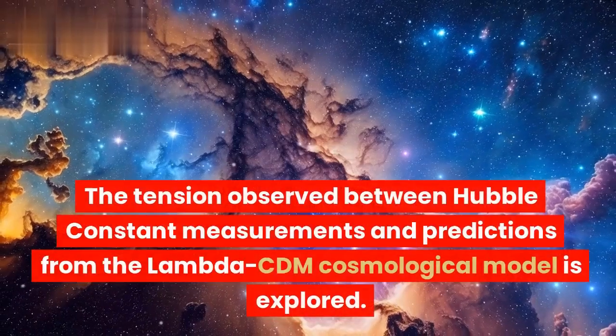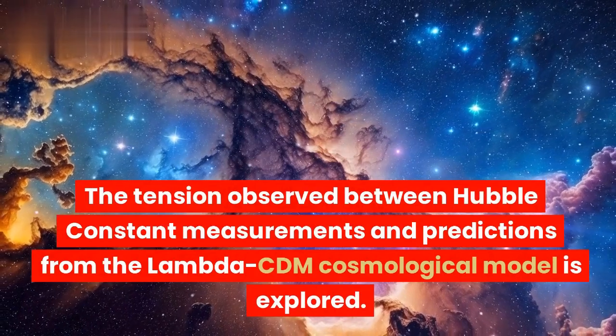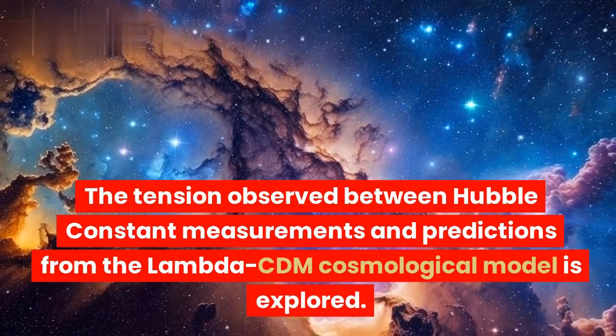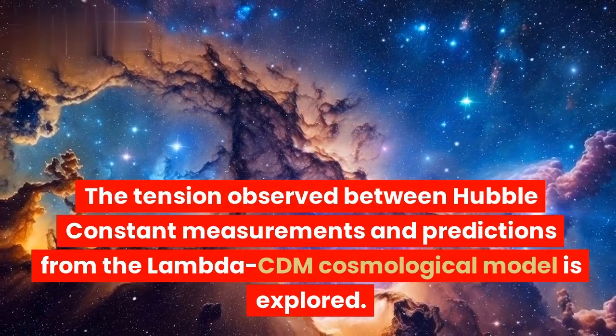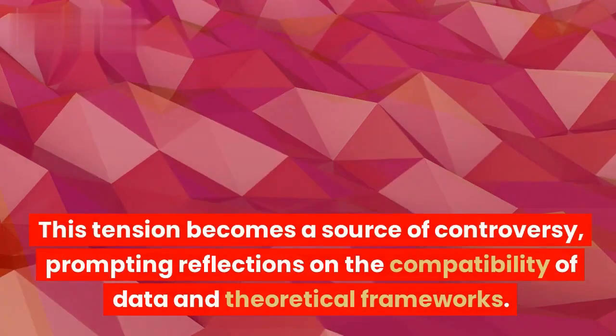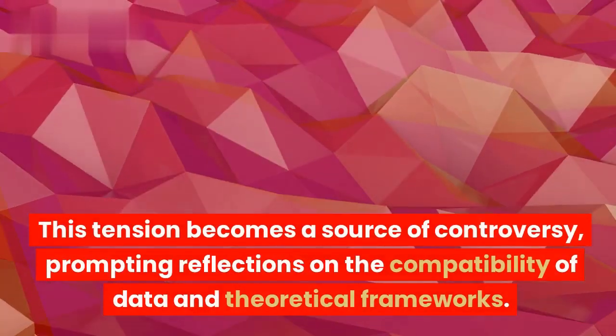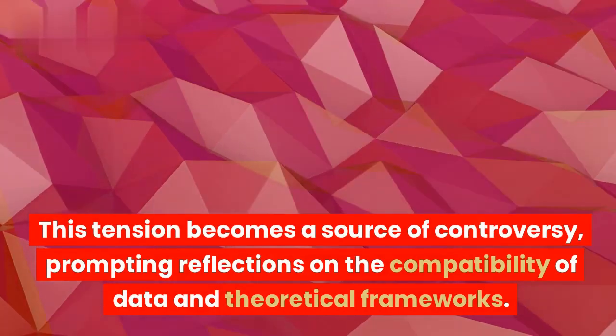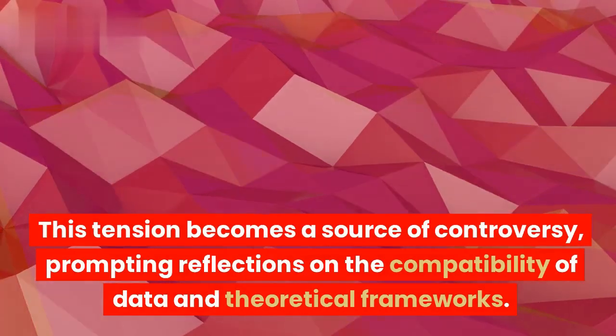The tension observed between Hubble constant measurements and predictions from the Lambda CDM cosmological model is explored. This tension becomes a source of controversy, prompting reflections on the compatibility of data and theoretical frameworks.